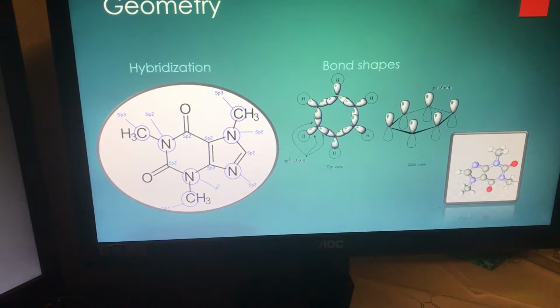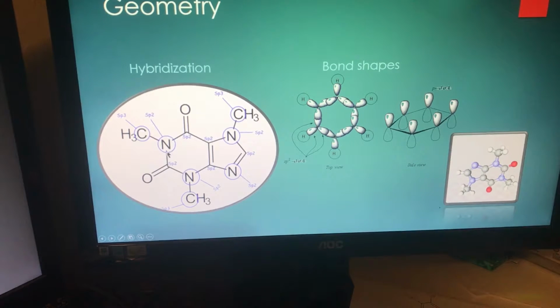The geometry of caffeine is dependent largely on the sp2 hybridized points of these carbons here and the nitrogens that make up this ring. And so this is kind of what it looks like in a more 3D way. These are the bonds, and those are sigma bonds. This is from the top view. And on the side view here, we have multiple pi bonds.